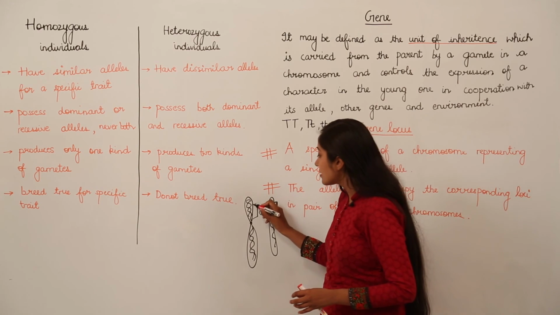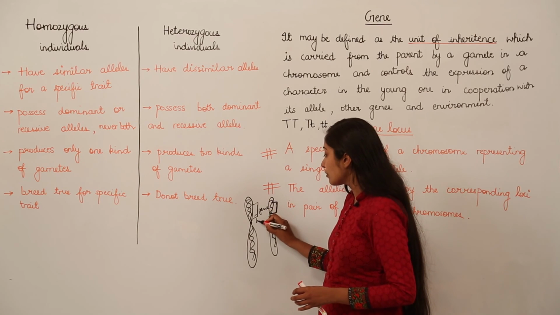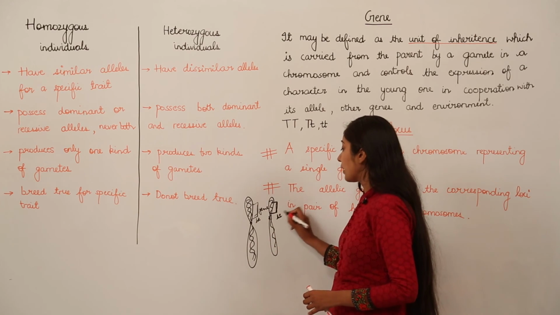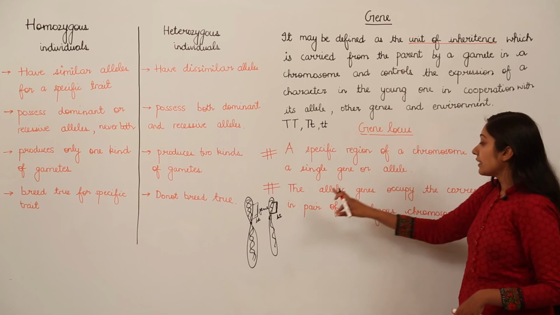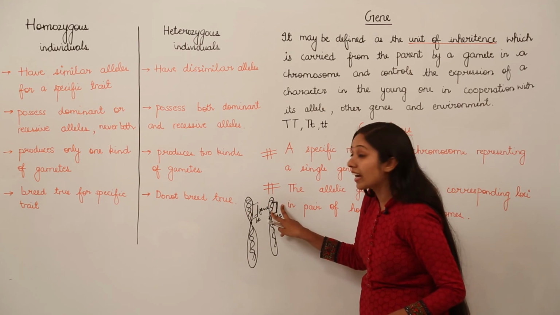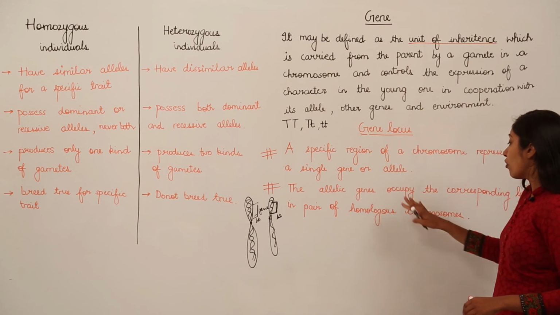For example, if this gene is going to encode for height of the plant, then this gene from the other parent is also going to encode for height of the plant. So, how can you make out that the allelic genes occupy the corresponding loci? See, this is the corresponding loci to this in a pair of homologous chromosomes.